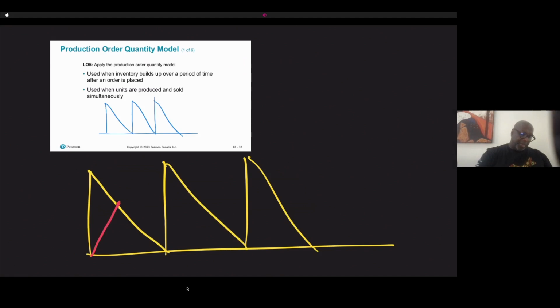And then the inventory gets used. Then we have to build it again, then it gets used. We build it again, then it gets used. So when we say build it, we're producing. So if you're producing, say, 5 units per day, then it might take you so many days to build the inventory until you get to your quantity. Then you will continue to use the inventory until you start production again, and then you build it up. So that's the difference between the production quantity model and the EOQ model.